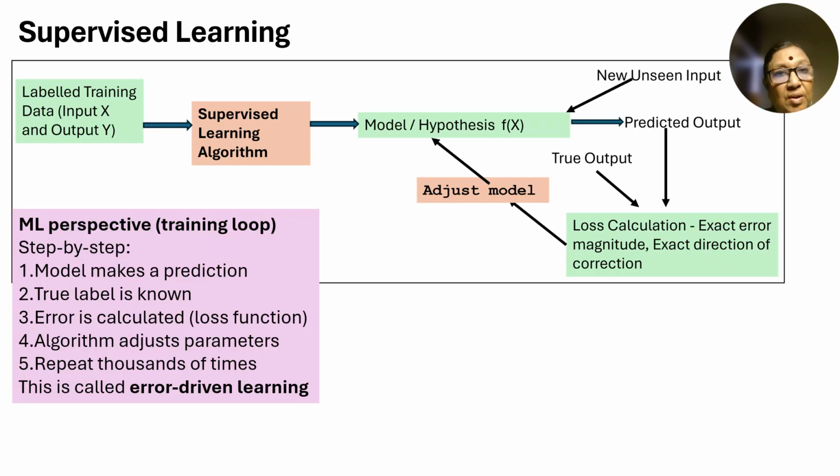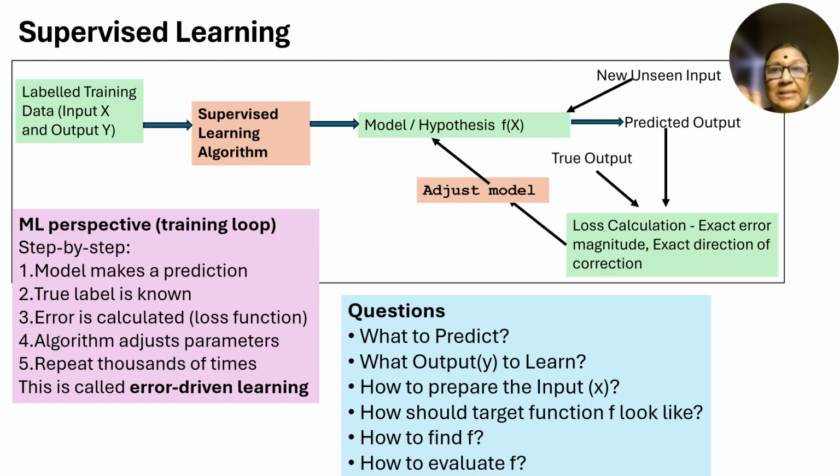Now, supervised learning, as we already told, we give labeled input data, that is input and output together, and the supervised learning algorithm will learn a model or a hypothesis. Then the model makes a prediction from the new unseen input, and the predicted output and the true output which will be available are compared, and loss is calculated, which gives the exact error magnitude as well as direction. And this is used to modify the model by adjusting its parameters such that the loss is minimized. This is the effective explanation of supervised learning and how it learns.